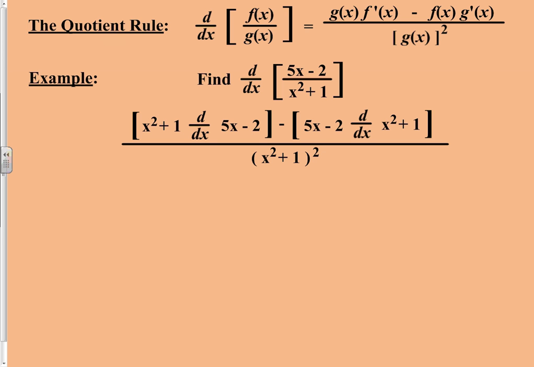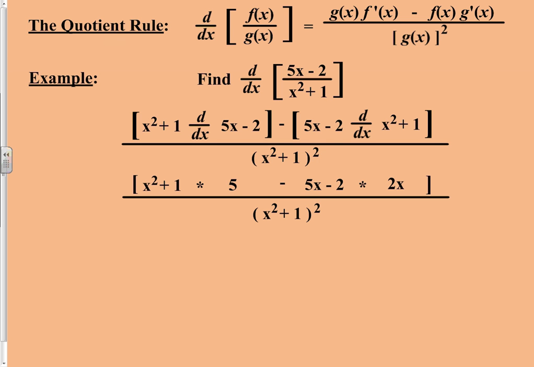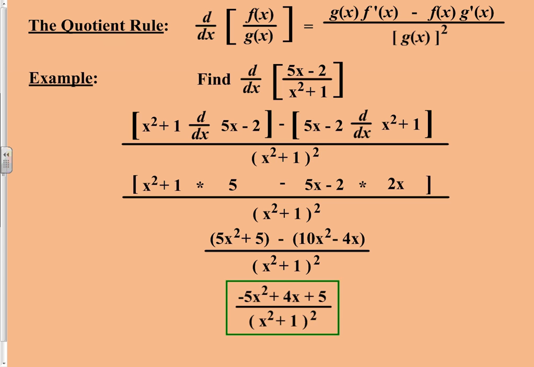Okay, so we need to take our derivatives in the numerator. The derivative of 5x minus 2 is, of course, 5. And on the right, the derivative of x squared plus 1 is 2x. Okay, so just simplifying, now doing your distributive property there. We end up with those terms. You have like terms: 5x squared minus 10x squared is negative 5x squared. We have a double negative 4x, so we're going to have positive 4x, and then we have positive 5 constants. So there it is, it's simplified, and you're done.